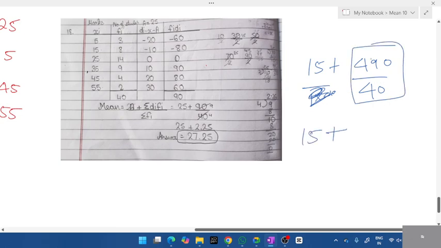This is a separate question. Assume these are two separate questions. The 0 and 0 get cancelled. 4 ones are 4, 4 twos are 8, 2.75. So 15 plus 12.25 is 27.25.